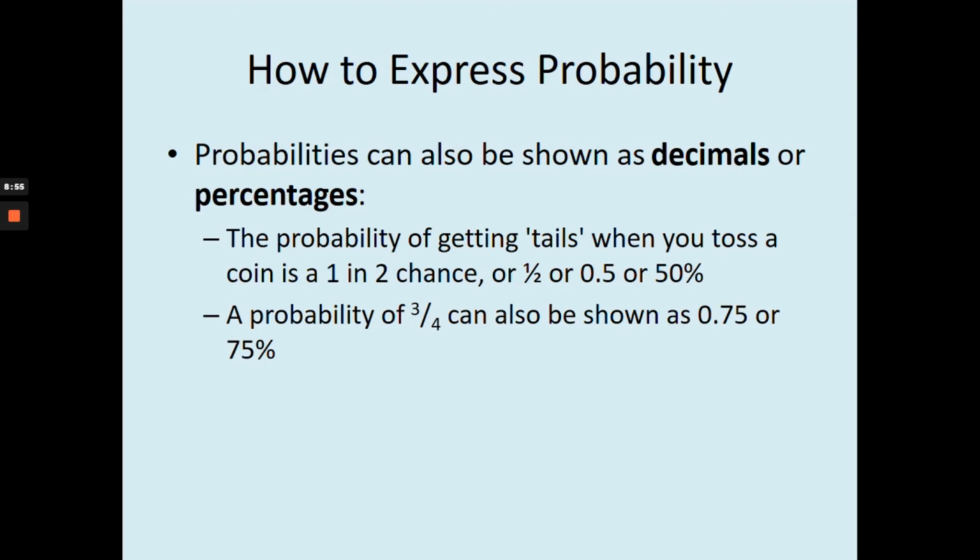So the probability of getting tails when you toss a coin is 1 in 2. 1 divided by 2 will give it you as a decimal, which is 0.5. If you take that decimal 0.5 and times it by 100, you will get 50%. For the second one, the probability of 3/4 can be shown as 0.75. So 3 divided by 4 equals 0.75. 0.75 times 100 will equal 75%.